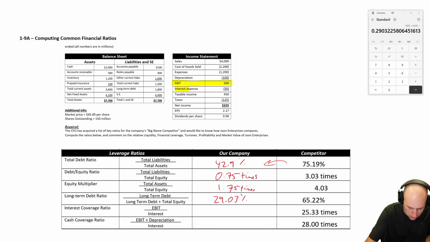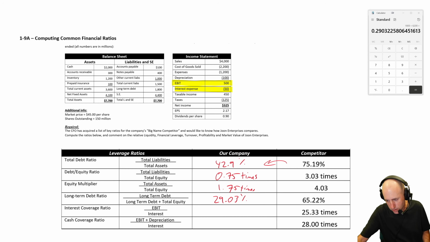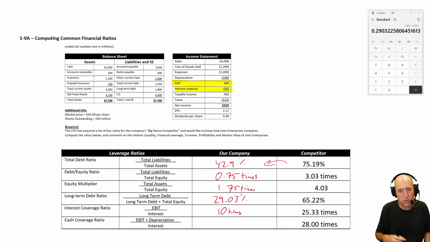There's my EBIT. There's my interest. Well, I can do this math in my head. It's 10. All right, EBIT divided by our interest is 10. This is interest coverage ratio. It's a measure of how able we are to pay our interest. Well, with just EBIT we can cover our interest 10 times over.